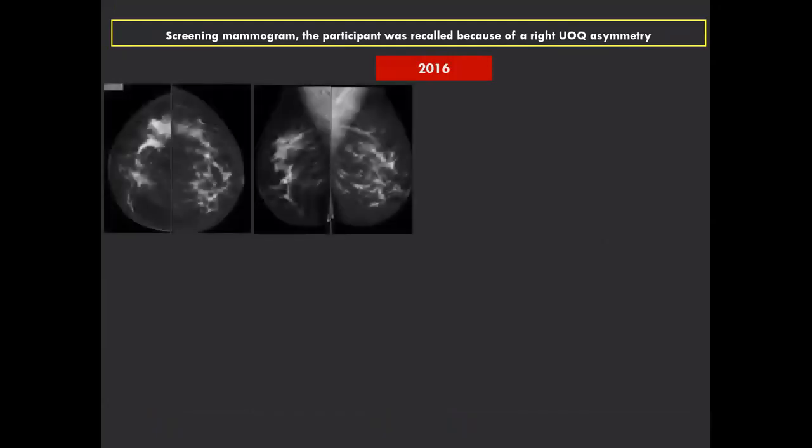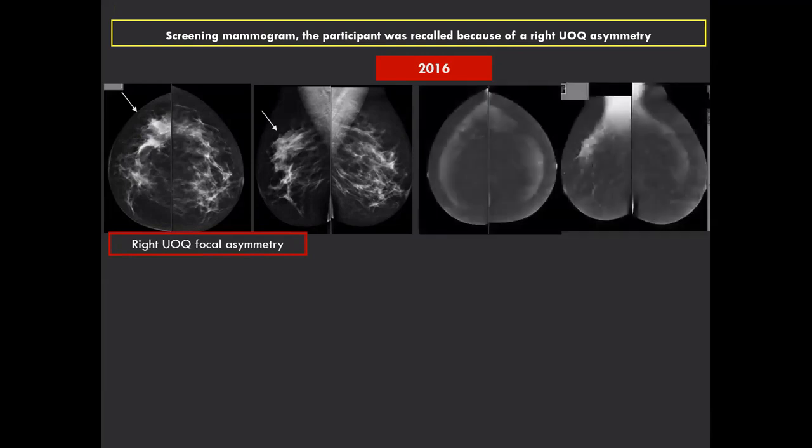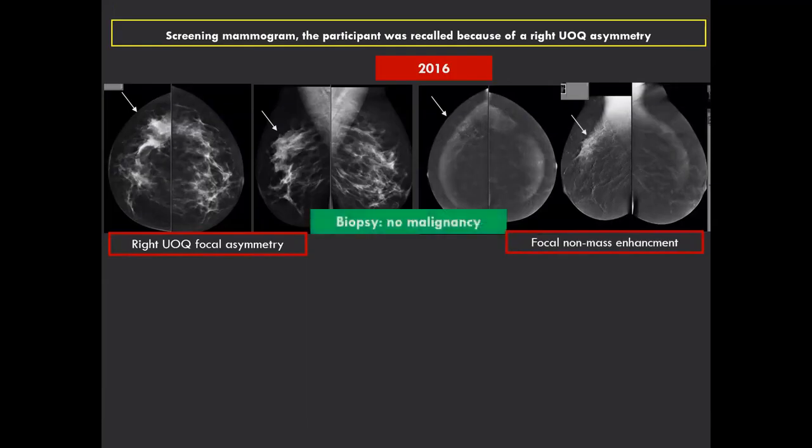This was a screening mammogram of a participant that was recalled because of a right upper outer quadrant asymmetry. This is her 2016 examination. She had this asymmetry in the upper outer quadrant. Upon recall, this area showed very subtle contrast uptake, focal non-mass enhancement, and biopsy revealed no malignancy. It was simply focal adenotic tissue.